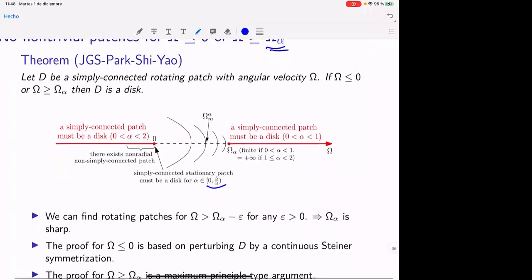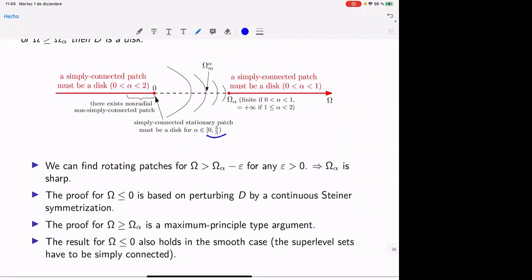And the way we do it, these are different proofs. For the small omega case, we do a continuous Steiner symmetrization. And for the big omega case, we do a maximum principle argument. This is something that I want to comment on in the 3 minutes that I have left. As I said, this proof extends to the smooth case just by looking at the super level sets and assuming that the super level sets are simply connected, but the continuous Steiner symmetrization argument also goes through.